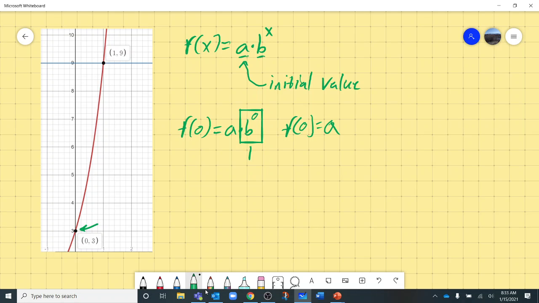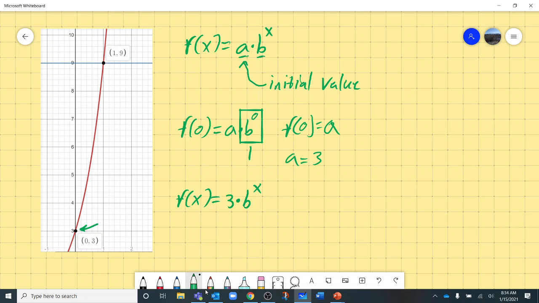It's just like when we were finding the y-intercept before. If we plug in 0 for x, it's going to give us our initial value. So that is at (0, 3). So we know then that a is 3 for this function. So we know that f of x is equal to 3 times b to the x. And now we just need to figure out b.